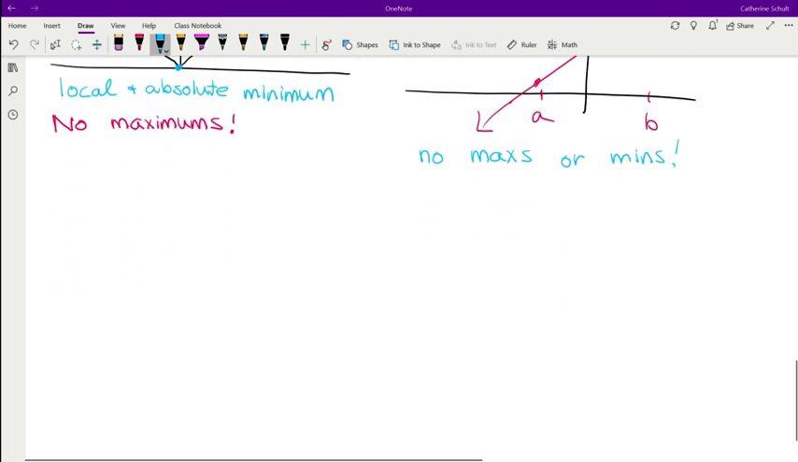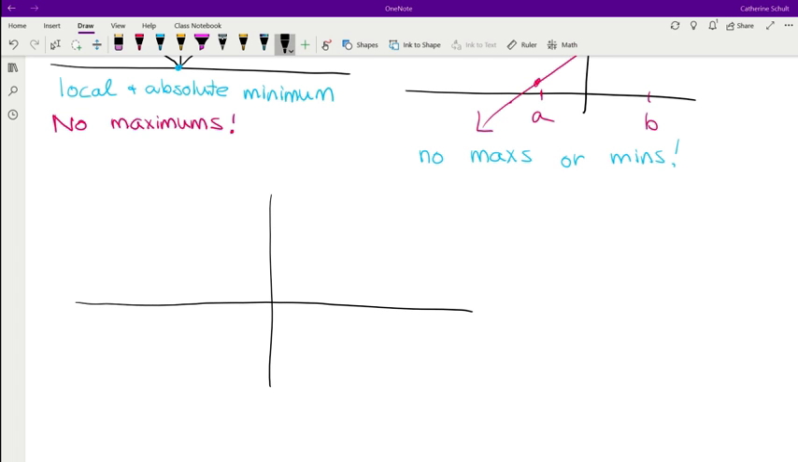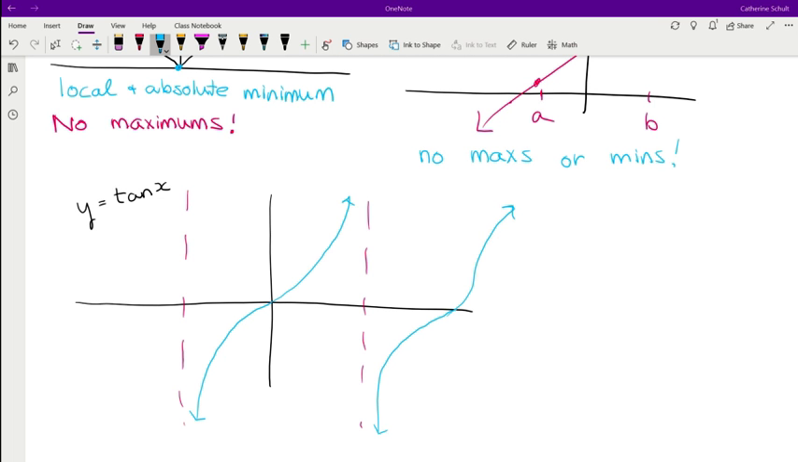Okay, and then finally, just to give us another example of a function that doesn't have maximums or minimums, let's look at our tangent function. Do a quick little sketch. All right, negative pi over 2 to pi over 2. And what we know about the tangent function is we have all of these periodic asymptotes, right? And what's the maximum and minimum? Again, no max or min.